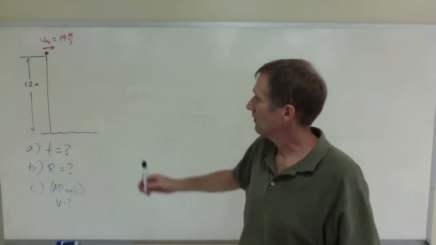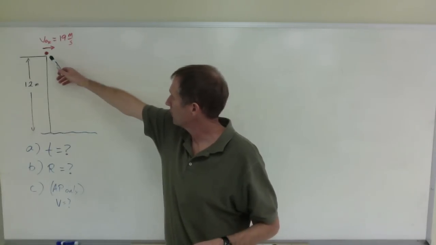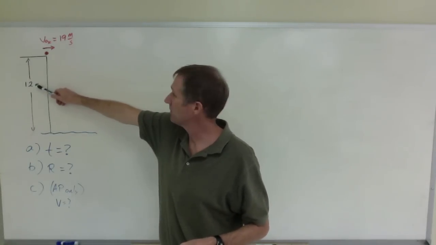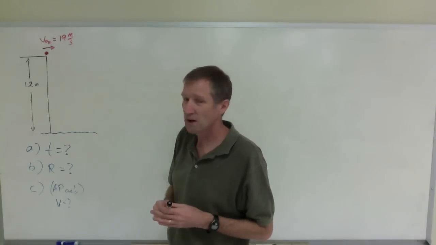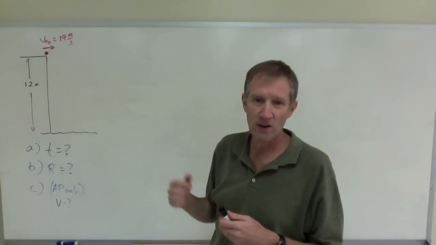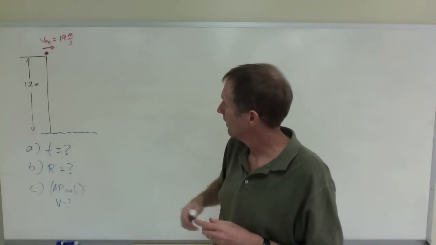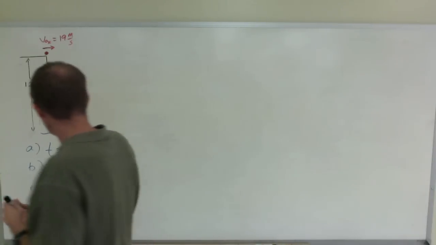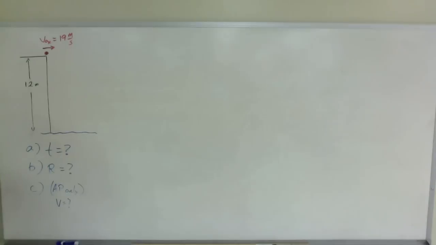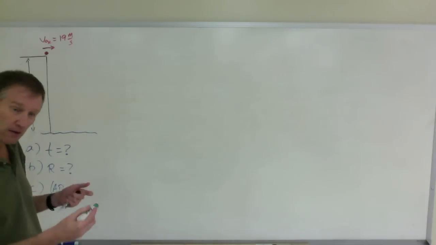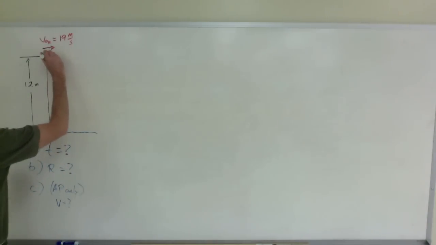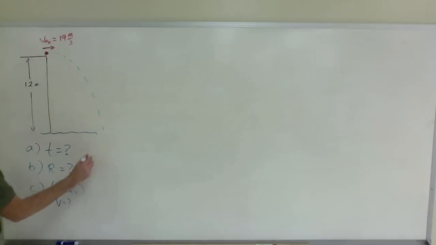So what we have here is a projectile being launched off a 12-meter high cliff with the speed of 19 meters per second. It is launched horizontally into the air, and it's going to follow a trajectory. The path that a projectile takes is parabolic. It's going to follow a trajectory, something like that.